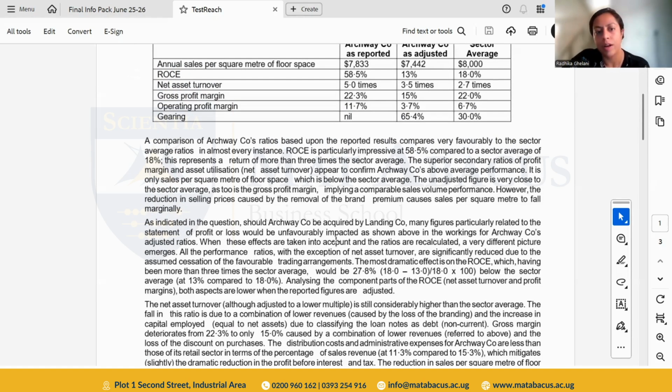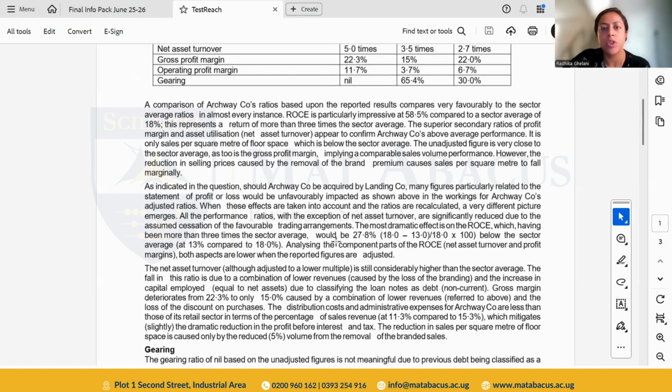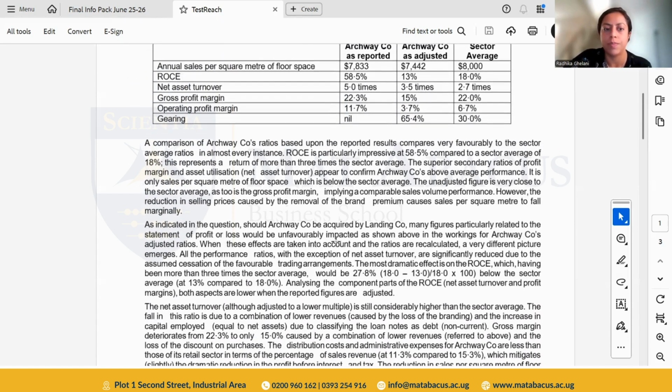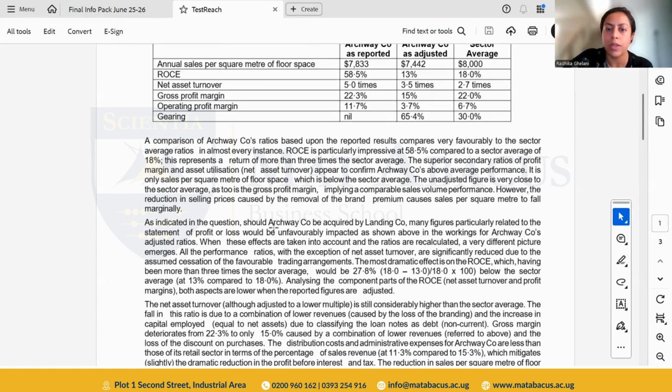Now, the next paragraph, as you can see, they're going to talk about the adjusted figures. So as indicated in the question, should Archway be acquired by Landing Company? Many figures, particularly related to the SOPL, are going to be unfavorable, as we can see in the middle column. When these effects are taken into account and the ratios are calculated, a different picture is emerging.